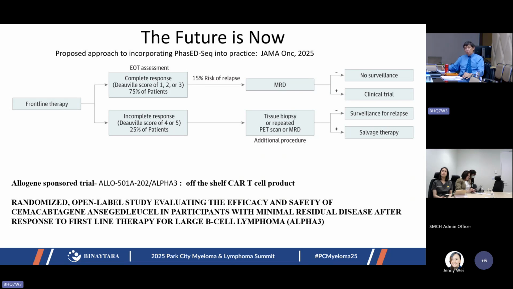And so the trial is open. We've already enrolled about 20-something patients. Not all have reached the end of treatment. I think 7 patients have gone through end of treatment. Every one of them has been negative so far, but they haven't relapsed yet, so we'll see. But it's an interesting thing.